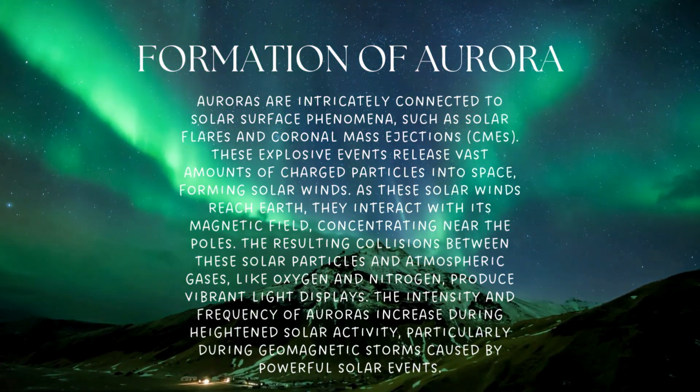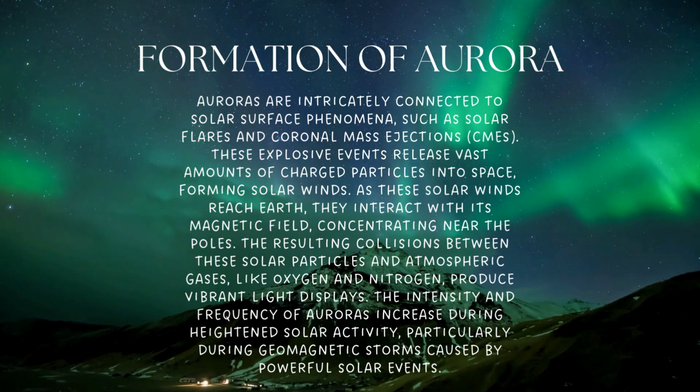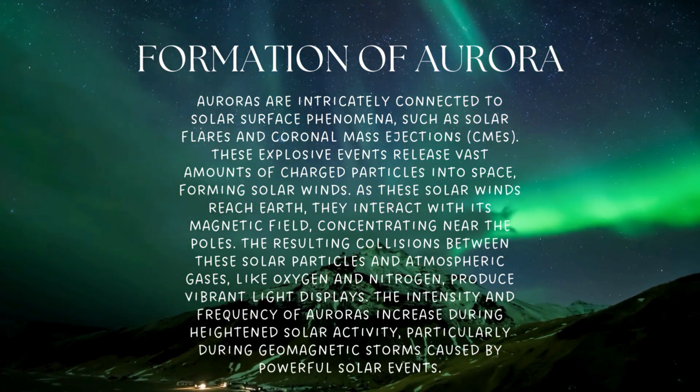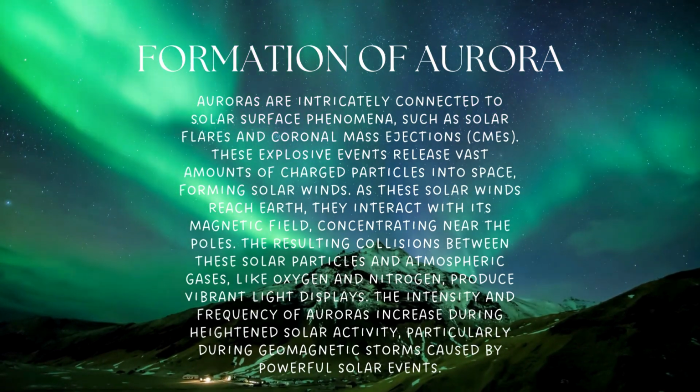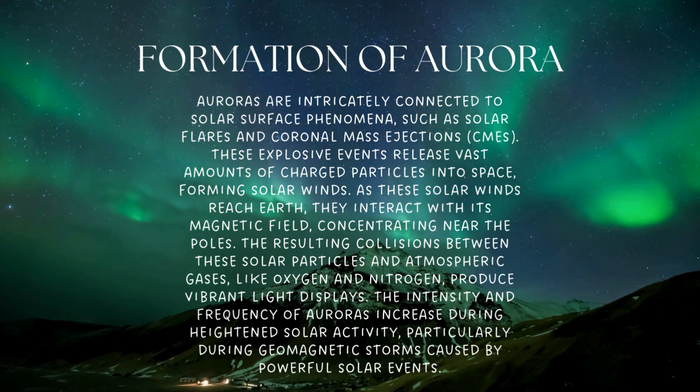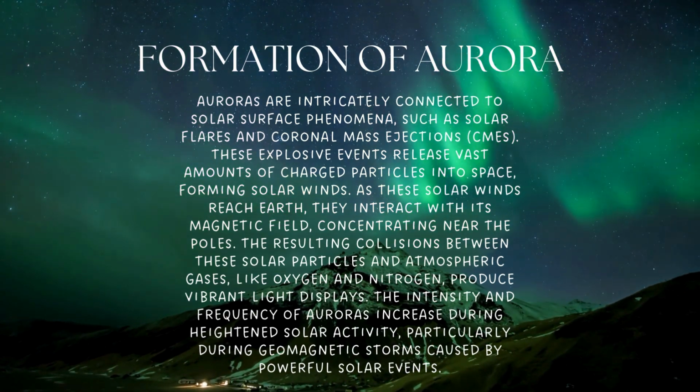So, let's see a summary about the formation of aurora. Basically, solar flares and coronal mass ejections happen, which release a large amount of charged particles, which create solar wind, and then this solar wind interacts with the magnetic field of the Earth, forming aurora.